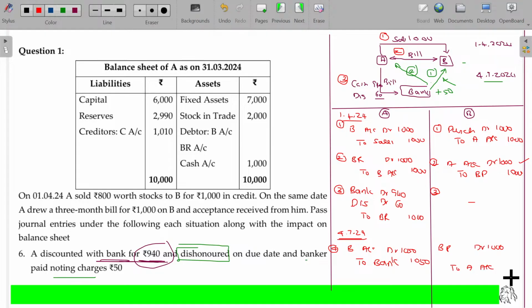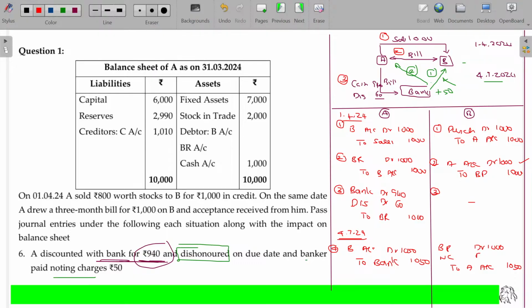But while reversing, he has to reverse with how much? 1,050. Bills payable is 1,000. But A states, I paid another 50 rupees for the noting charges. You have to pay me that 50 also. So while reversing, bills payable to A account 1,000. Apart from that, for the 50 rupees also, we have to pass one more entry, noting charges to A account. Noting charges is paid by A, so he simply credits A.